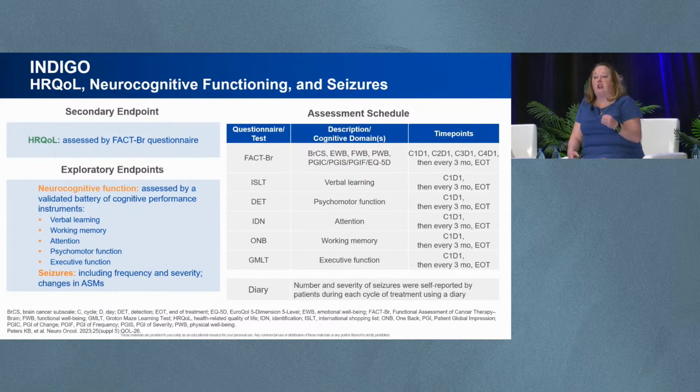So what was very important in the INDIGO study is that I've mentioned the primary and key secondary endpoints, but embedded into that clinical trial, and I think this is very important, were exploratory metrics to evaluate health-related quality of life, neurocognitive function, and seizures. I'm not going to go over this entire slide, but essentially there was a series of metrics used to evaluate these. For health-related quality of life, it was patient-reported outcome questionnaires. For neurocognitive function, it was a series of cognitive tests. And for seizures, that information was garnered by looking at patient-reported diaries.